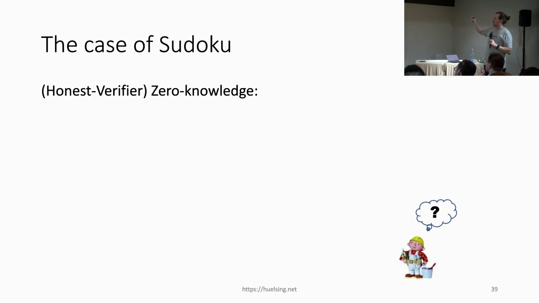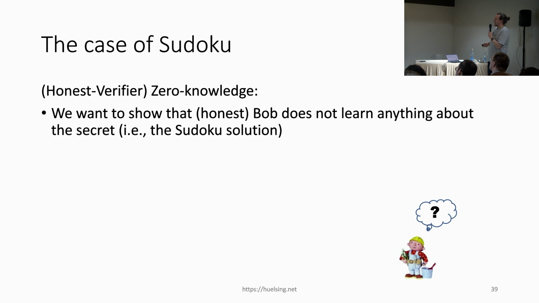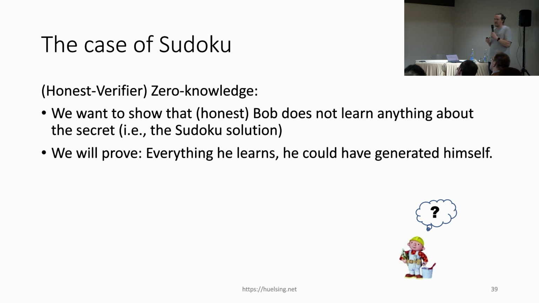And that you cannot learn anything, this is what we prove by honest verifier zero knowledge. So honest verifier zero knowledge proves that an honest verifier that doesn't misbehave doesn't learn anything. And so here we want to show that Bob, if he doesn't misbehave, cannot learn anything about the secret that he couldn't have generated himself. I mean, obviously we know that if the secret is correct, then we have all these rules, like in one square, you have every number just once, and so on. So this is nothing that they wouldn't know.